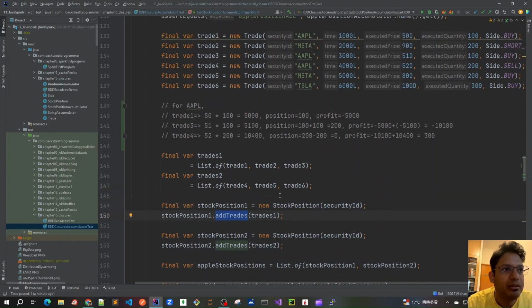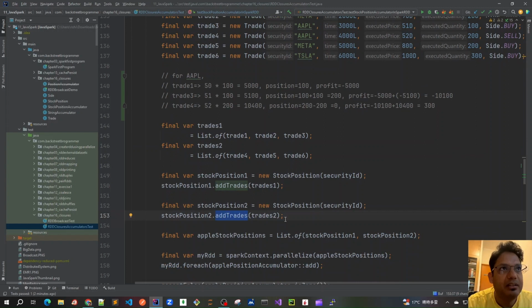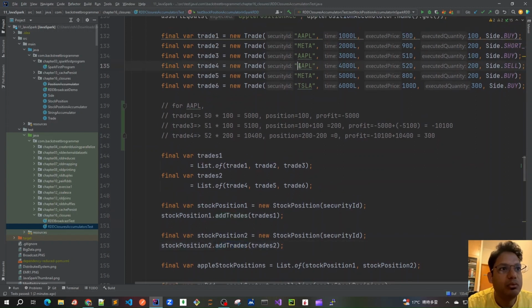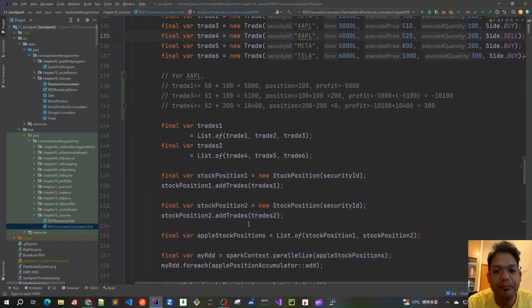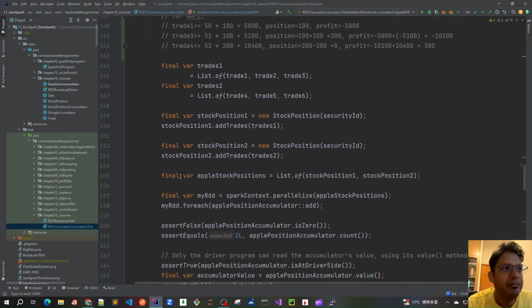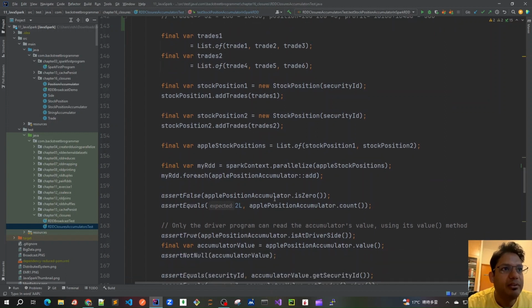So when we add trades here, it would be filtering in the stock position for Apple. It will be only taking the first and third trades. And once we add the trades again for the second time, it would be only taking the trade for the stock position for Apple. And then we finally get the Apple stock positions by just using the list of both of them. And then finally, we are going to parallelize it.